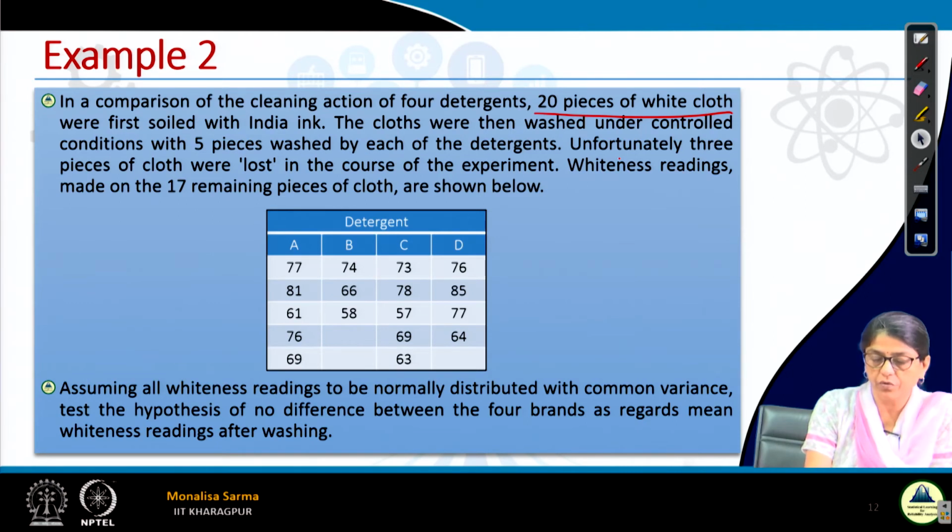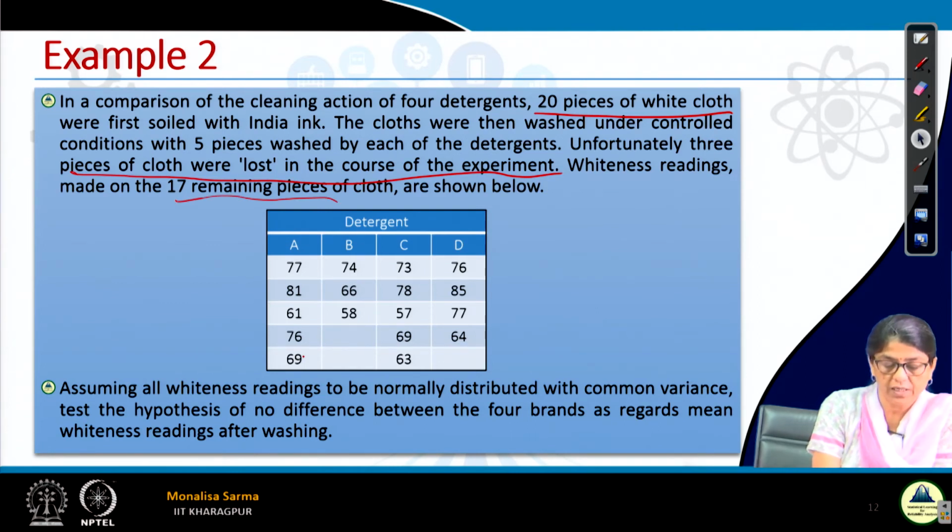Unfortunately, 3 pieces of cloth were lost in the course of the experiment. So, definitely our data becomes unbalanced here. We have tried to keep the data balanced, because we know with ANOVA it is always better if you keep the sample size the same. So, whiteness readings made on the 17 remaining pieces of cloth are shown below.